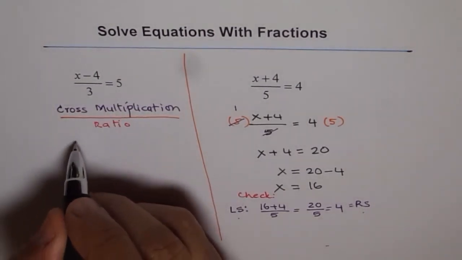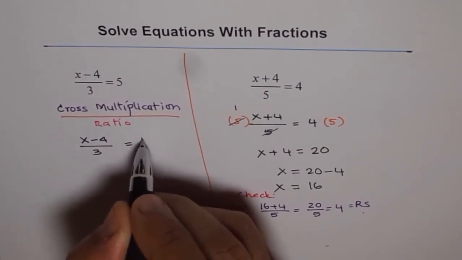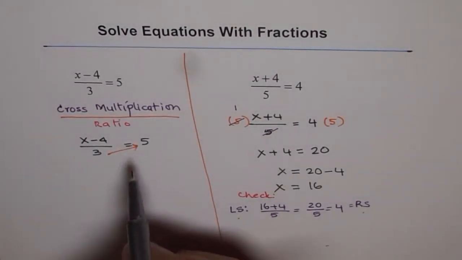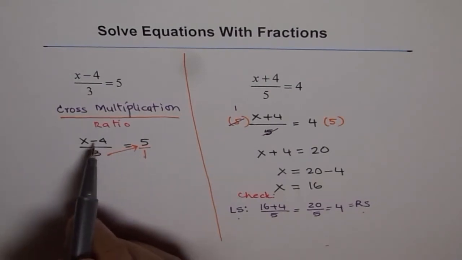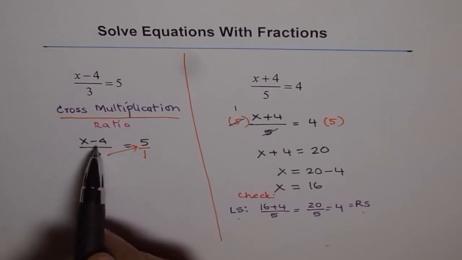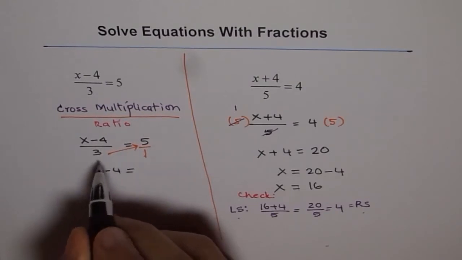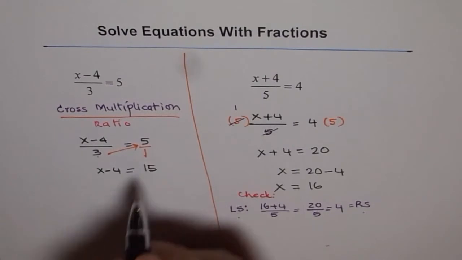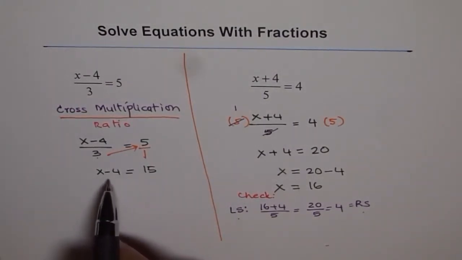So if you cross multiply, let me show you here: (x - 4) over 3 equals 5. If I cross multiply, then this gets multiplied by 5. And what is here in the denominator? Just the number 1, and number 1 gets multiplied by this number, which is x minus 4. When you multiply anything by 1, you get the same number. So you get x minus 4 on the left side and 3 times 5 or 5 times 3, 15 on the right side.